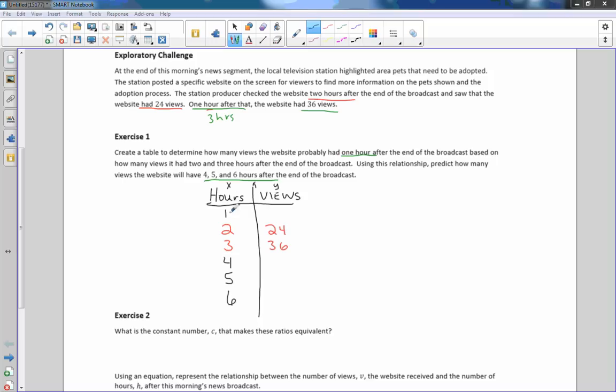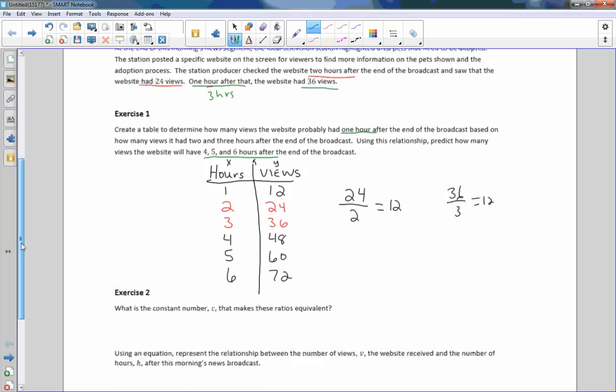So 1 hour, we don't know, but 2 hours was 24 and 3 hours was 36. If I take these givens and make a ratio of y over x, y divided by x, 24 divided by 2 is 12. 36 divided by 3 is 12. So I'm multiplying by the same value, 12, every time. 1 times 12 is therefore 12. 4 times 12 is 48. 5 times 12, and 6 times 12. And there are the views that we would expect to see after hours 4, 5, and 6. And after the first hour, we saw 12 views. So we've answered the question.